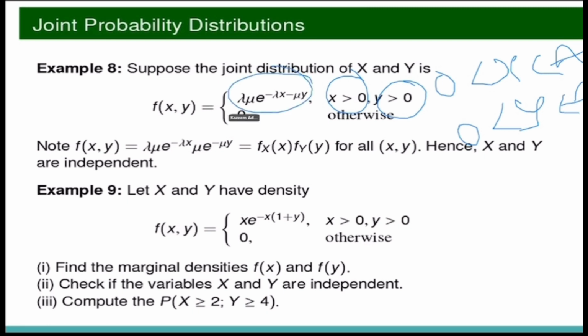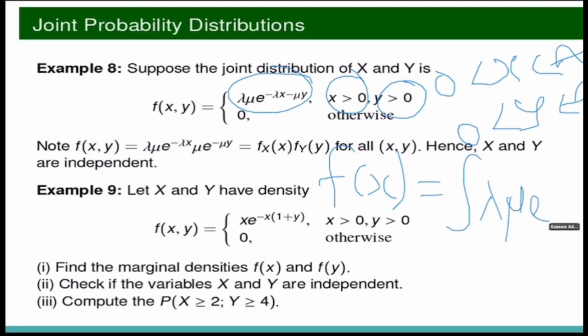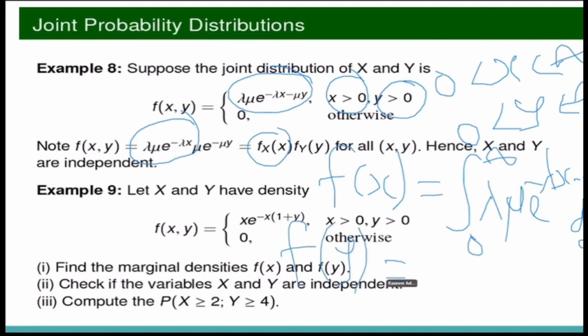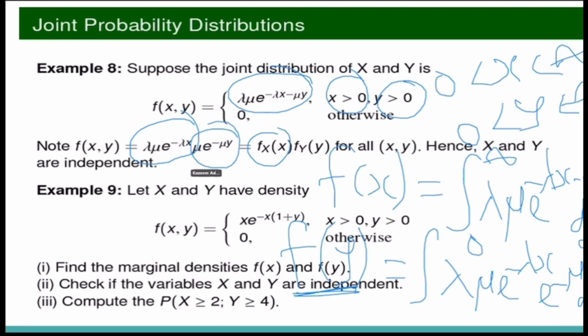So if this is the joint, I need you to go and check f of x, where you integrate lambda mu exponential raised to the power minus lambda x minus mu y. When you integrate that with respect to y over the range of 0 to infinity, it is basically going to give you this. This is going to be f of x. When you do the same for f of y, which is going to be lambda mu exponential raised to the power minus lambda x minus mu y dx, that will automatically give you that. So if you multiply these out, it's basically going to give you the joint. And because of that, we're going to say x and y are independent.